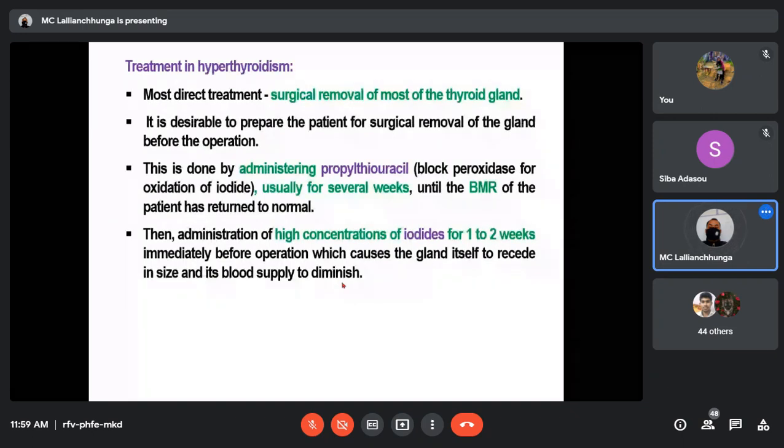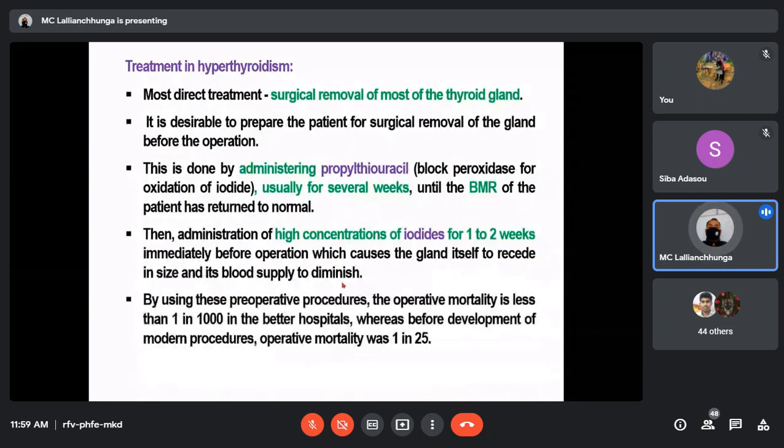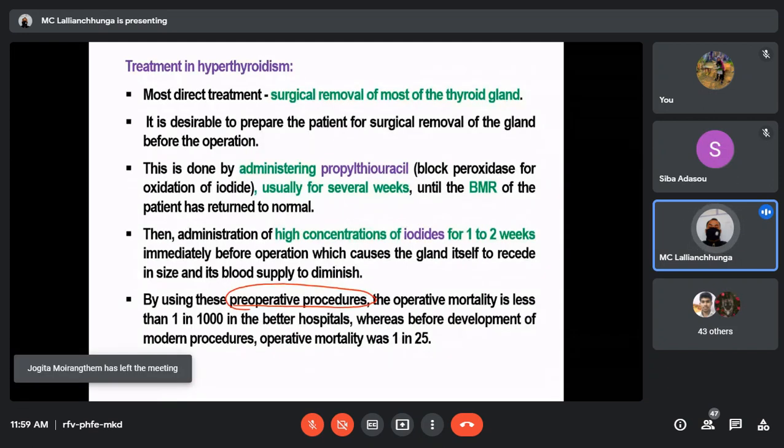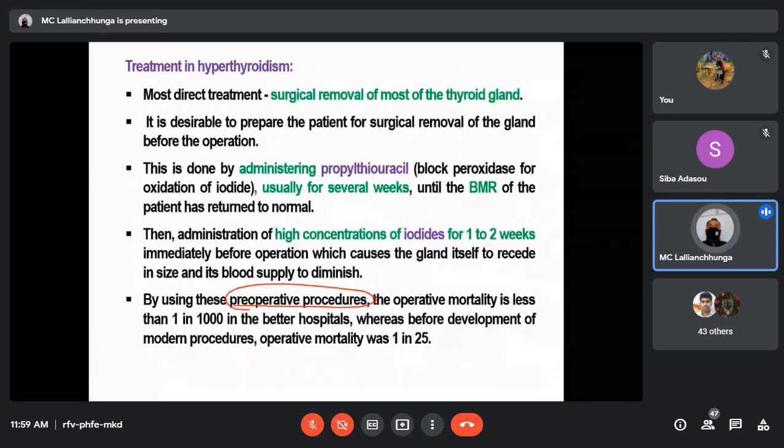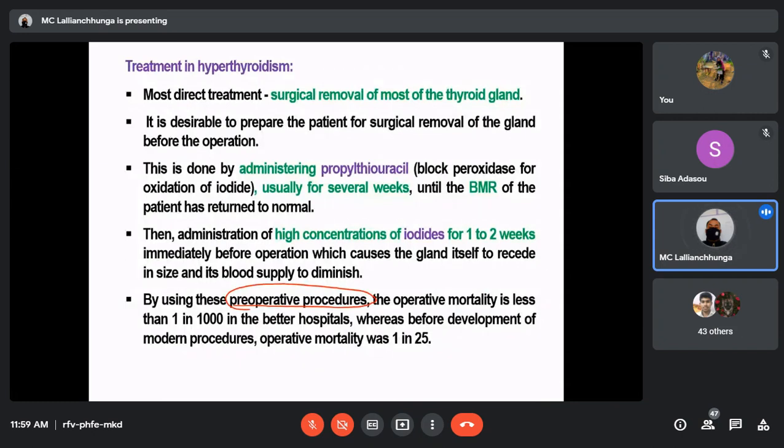By using this preoperative procedure, that means preparing the patient before operation, the operative mortality is less than 1 in 1,000 in the better hospitals, whereas before development of modern procedures, operative mortality was 1 in 25. So preparing the patient is very important for surgery like this, which will minimize the death of the patient.